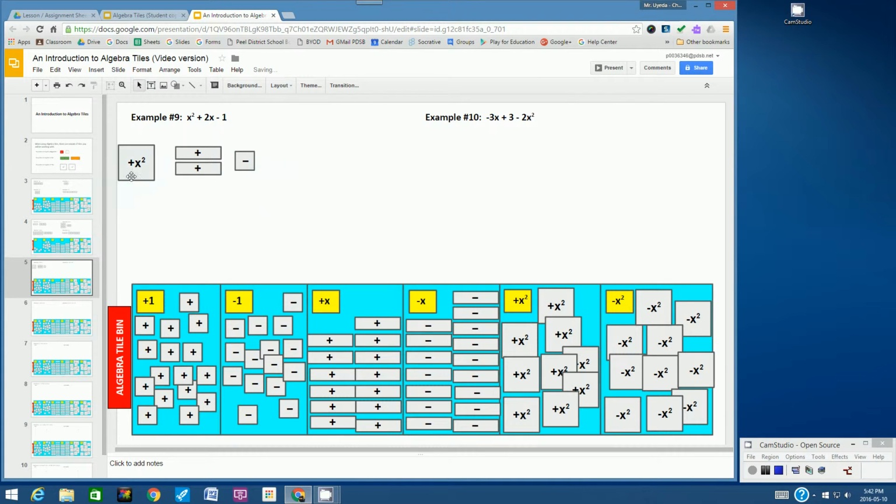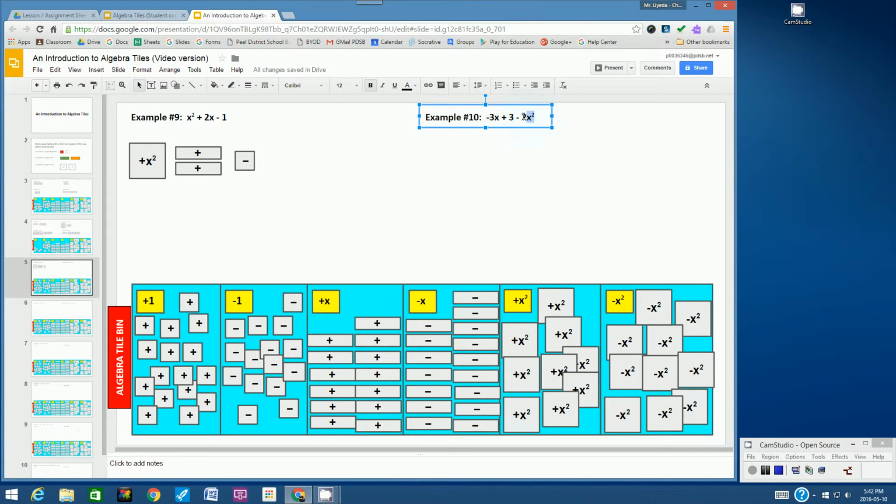Okay? So we always want to put the x squareds first, then the x's, then the integers. X squareds first, then the x's, then the integers. We always want to line them up left to right here. Okay? All right, so why don't you see if you can do number 10. Now number 10, I've jumbled the order a bit.